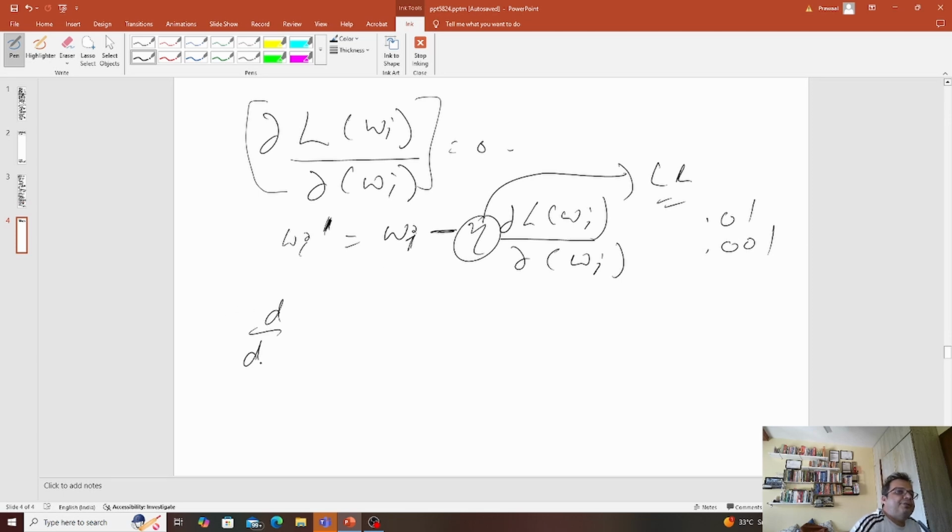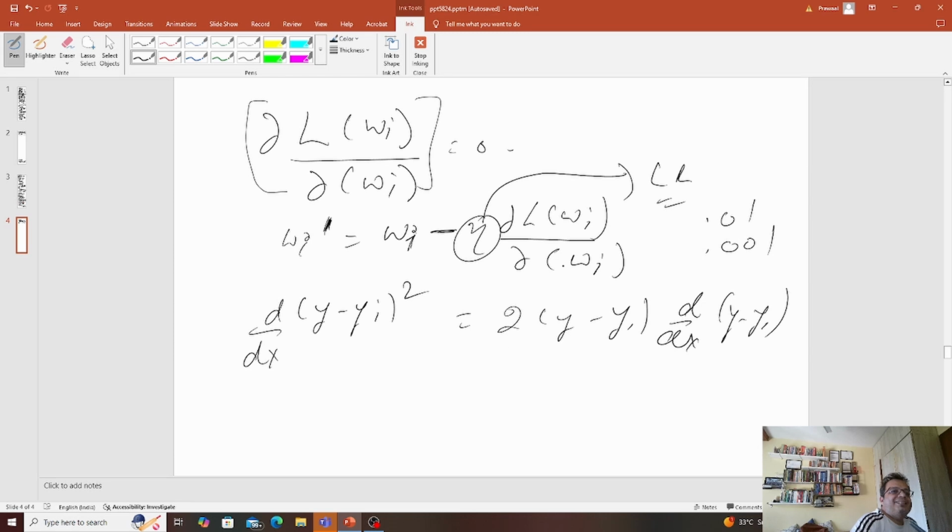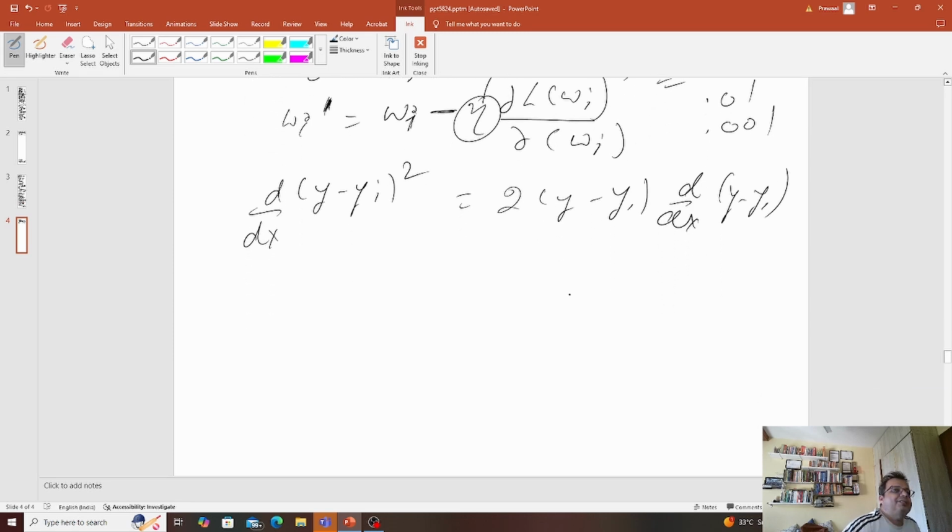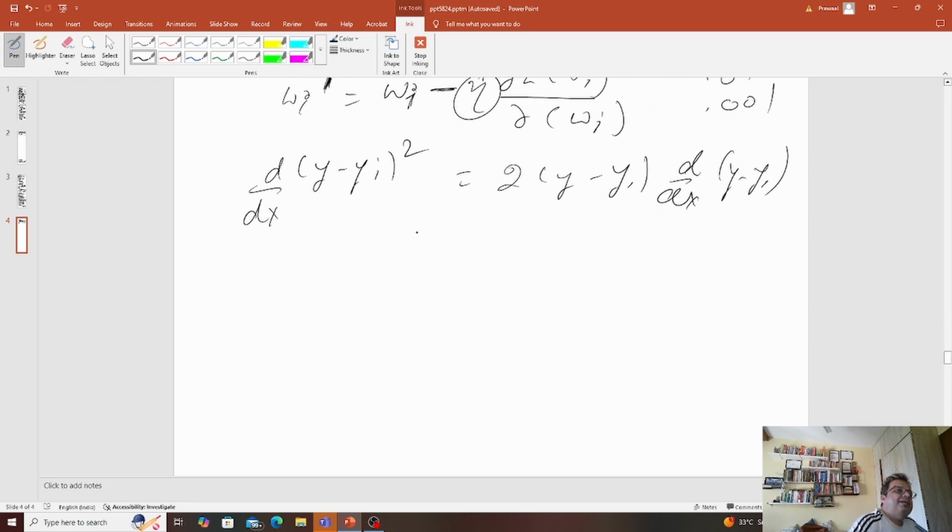for d/dx of (y - yi) squared, then the x squared differentiation is 2 times (y - yi) into d/dx of (y - yi). Okay, but I'll skip that for now. I don't want to make this overly complex, but there is one concept or one reading which is called the learning rate, or change of learning rate.